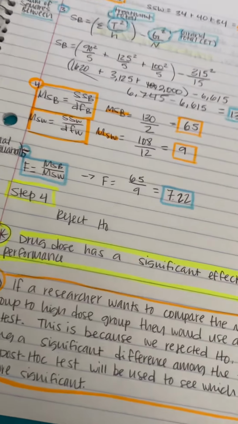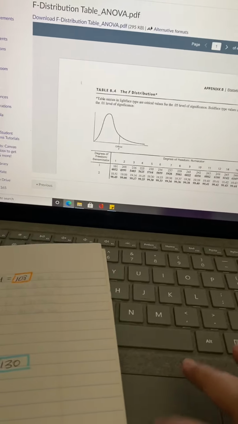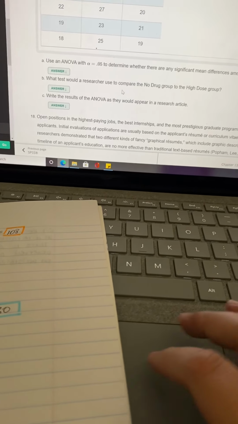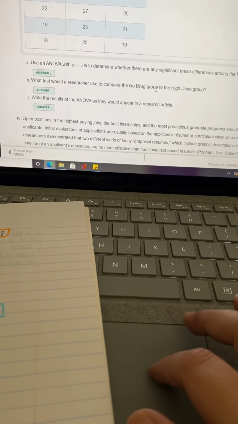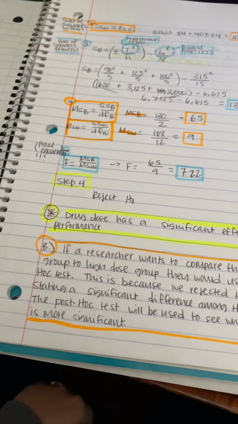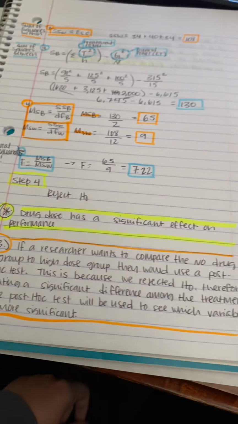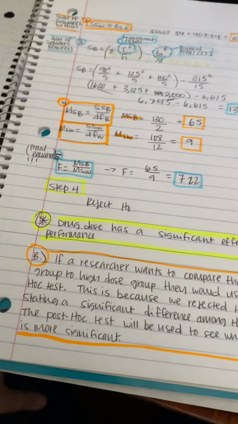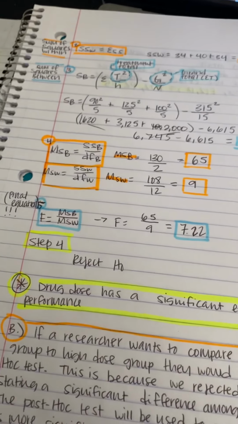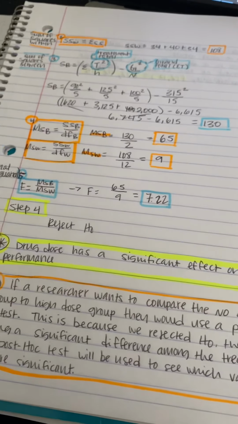And for part B, so let me show you here, the question is asking what test a researcher would use to compare the no drug group to the high dose group? So here I wrote that if a researcher wants to compare the no drug group to the high dose group, they would use a post hoc test. The post hoc test is within the ANOVA. It is what we do after the ANOVA.